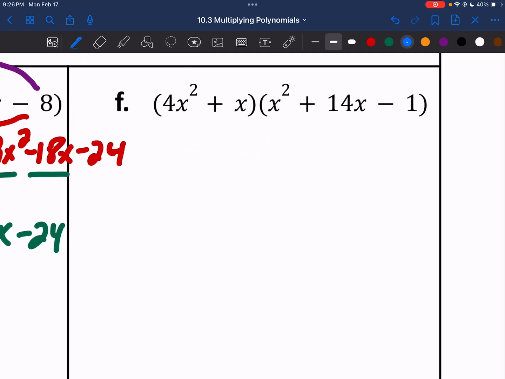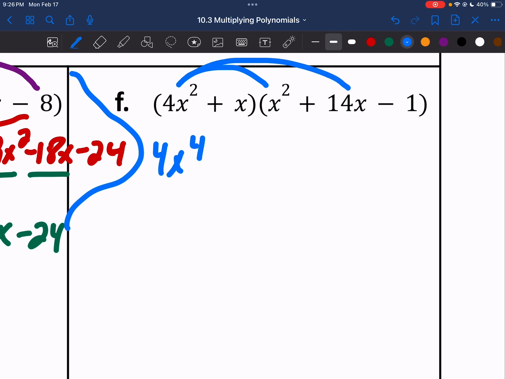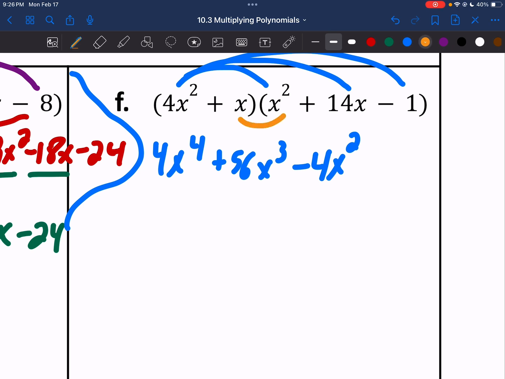Our last problem for today, 4x squared times x squared. So we'll just do a little bubble there. So we've got 4x to the fourth. 4x squared times 14x is going to be plus 56x cubed. 4x squared times negative 1 is minus 4x squared. Then we've got x times x squared, which is plus x cubed, plus 14x squared, minus x.